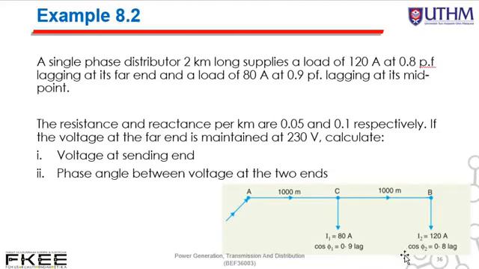The voltage at the far end, which is the voltage at point B, is maintained at 230 volt, and you have to calculate the voltage at sending end, and also you have to calculate the phase angle between voltage at the two ends, which is the voltage and the angle between point A and point B.